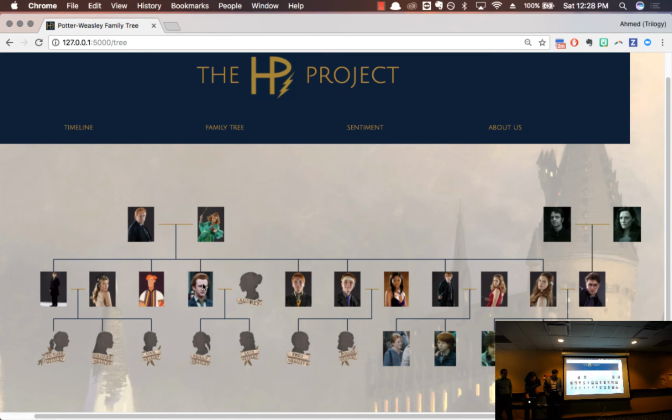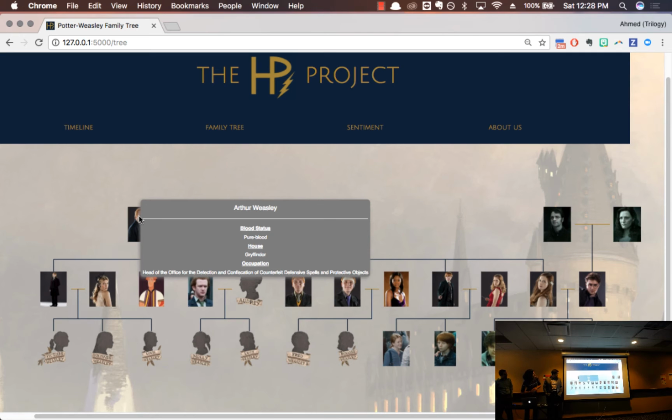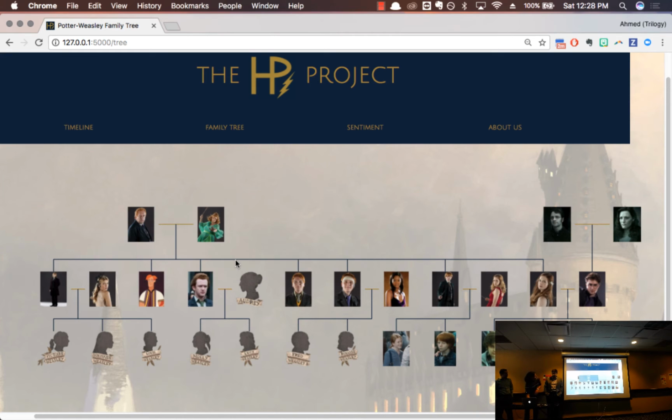Unfortunately, we couldn't find a real picture for Charlie since he's not in the movies, so he stays a cartoon. You can hover over them, and it gives you some information like full name, their blood status, the house that they were in, and their occupation. Unfortunately, some characters don't have anything. The only reason we know that Percy's wife is Audrey is because of the Wikia.